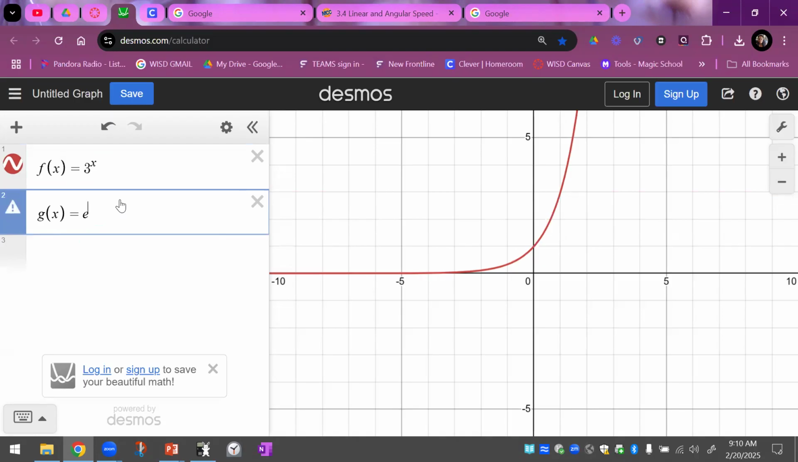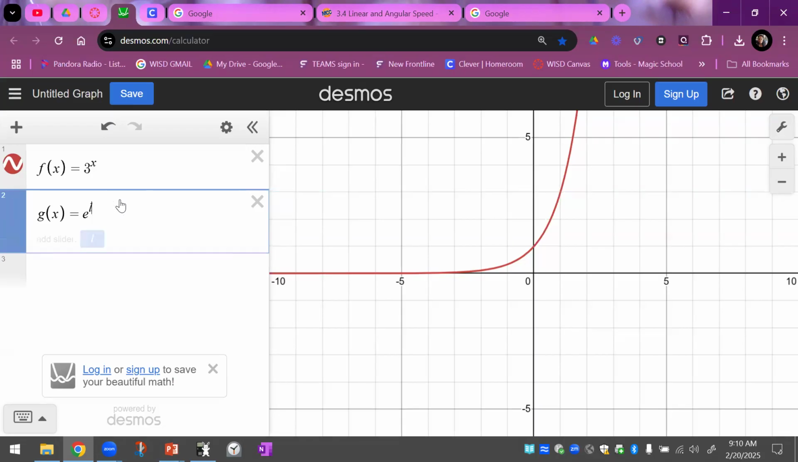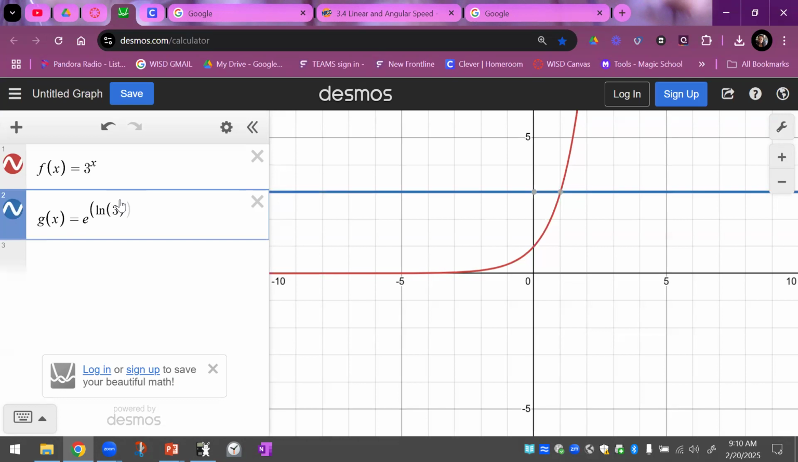Now, Desmos is a little finicky. Sometimes it'll let you write the whole thing without parentheses, so we're going to test it out. Natural log of 3 times, oh, see, told you, finicky. We're going to put in parentheses, natural log of 3 times x. Oh my gosh, what do you notice? What do you see happen? Anyone? Everyone?